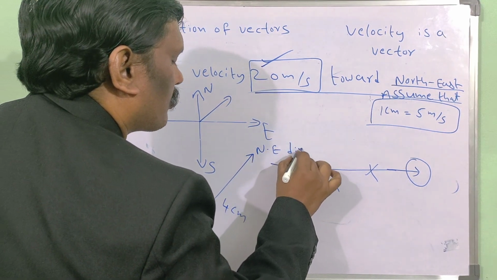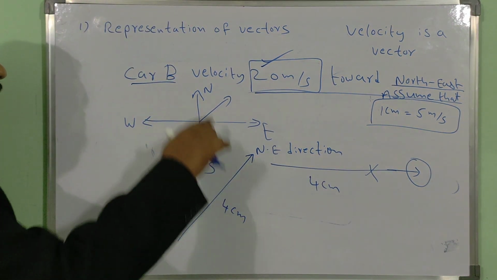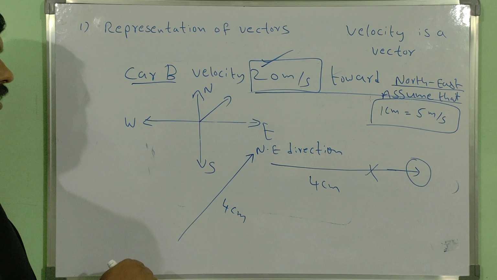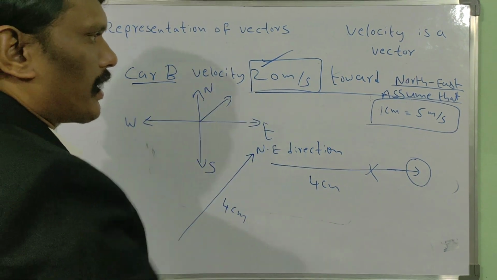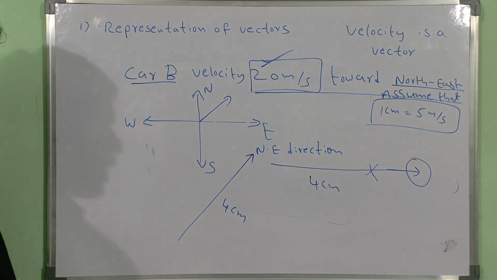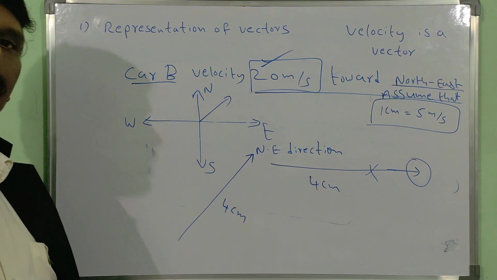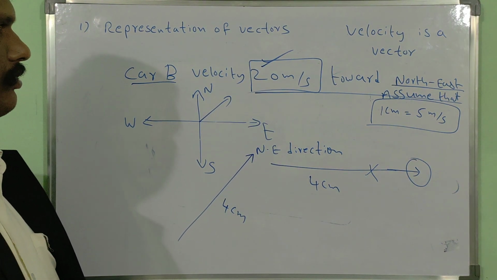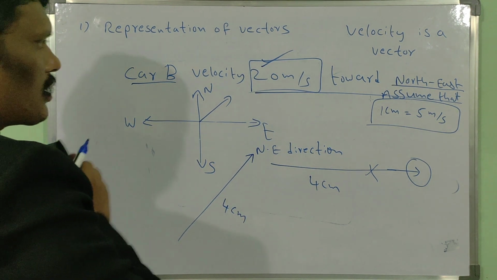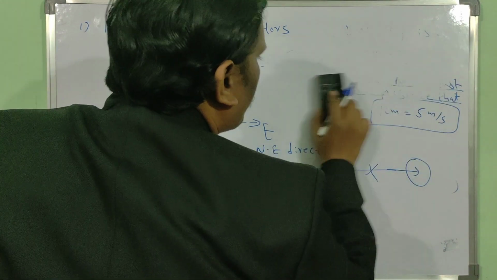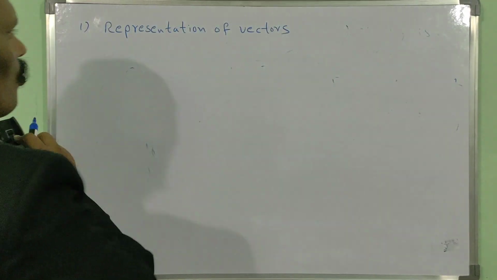Northeast direction. So this is the representation of the velocity of car B, or the velocity vector of car B, which is moving with 20 meters per second towards the northeast direction. So this is the way we need to represent any vector. Finally, what we understand is that to represent any vector, we use one arrow.